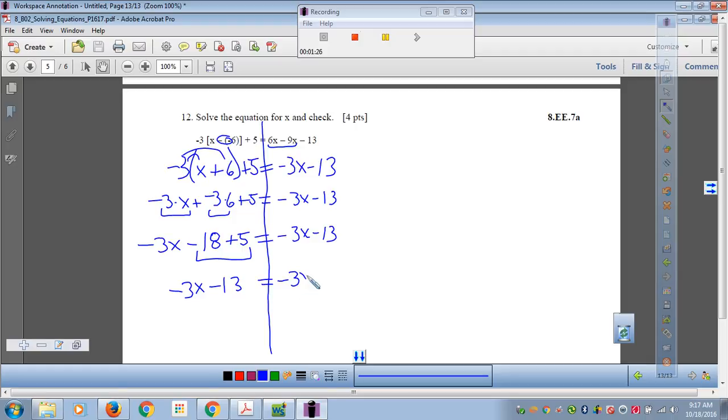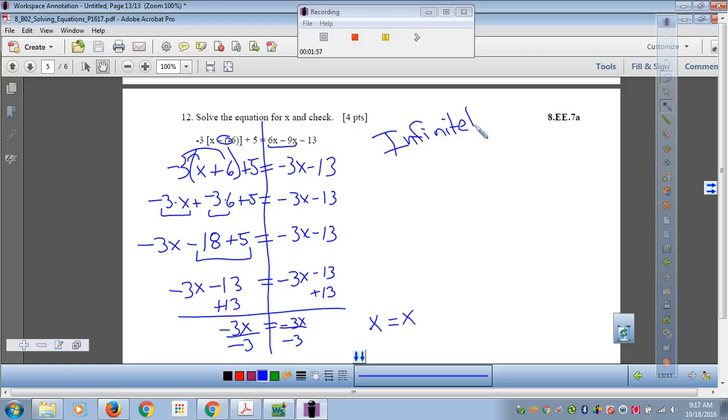Now, hopefully some of you are starting to recognize something. I'll go ahead and add 13 to both sides. Now, if you got to this step and stopped, that would be okay. But many of you might have had to continue. Divide both sides by negative 3. And when I'm done, I get x equals x. Well, what does that mean? That means we have infinitely many solutions.